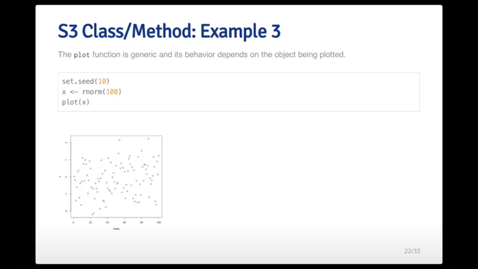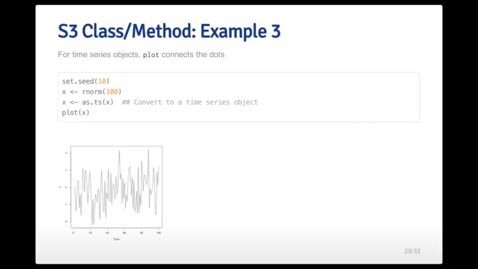So one last method example for an S3 class method. Here's the plot function, and I'm generating some random normal data. When I plot it, again, it looks for a numeric method for plot. Since there isn't one, it just calls the default method for plot, and it makes a little scatter plot, as you probably would expect. However, this is a slight variation. I'm generating some random normal data, and then I'm converting it into a time series object. So I use the as.ts function to convert it into a time series.